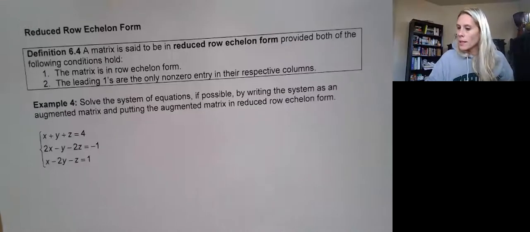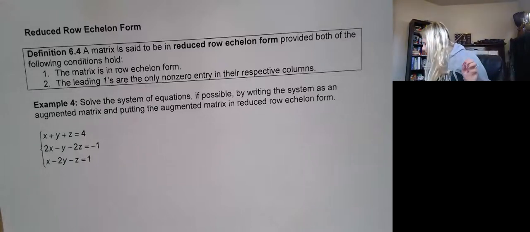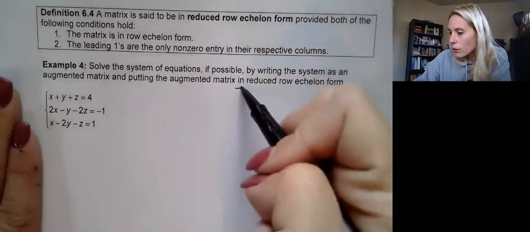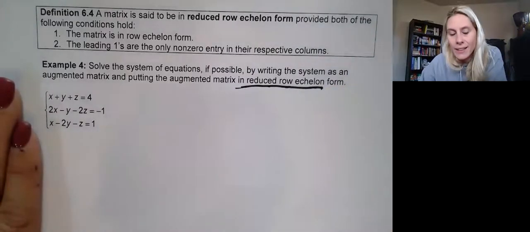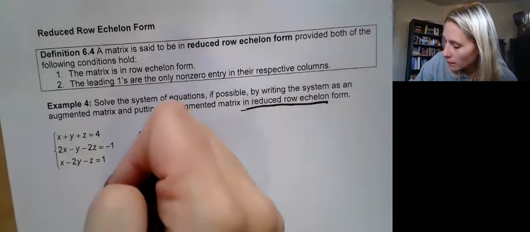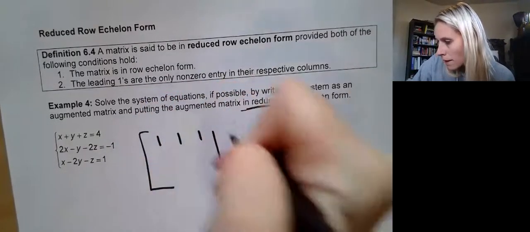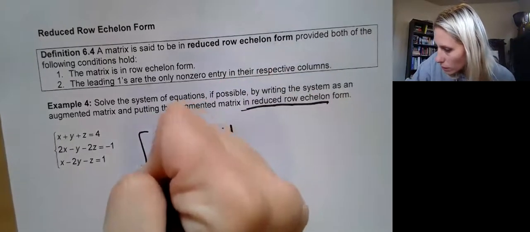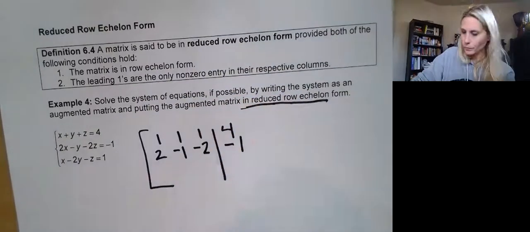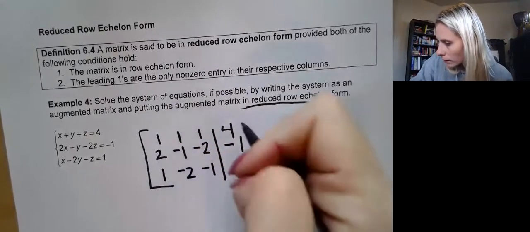Okay, now let's do the reduced form. And remember, the reduced form allows us to have the answers straight in our matrix, okay? You only have to do the reduced form if it says it. If the directions tell you to do so, you have to do it, okay? So let's write the augmented. So 1, 1, 1, 4, 2, negative 1, negative 2, negative 1, 1, negative 2, negative 1, 1.